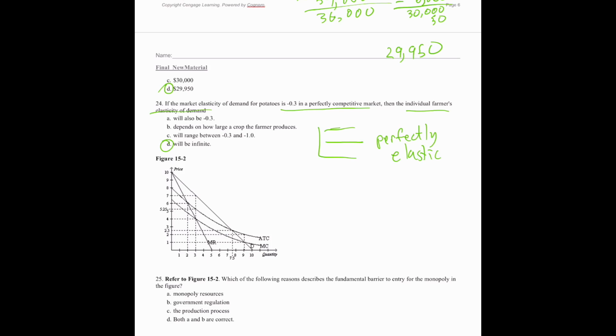25. Which of the following reasons describes the fundamental barriers for monopoly in this figure? It's going to be the production process because, as we can see, our average total cost and our marginal costs are very, very high at the beginning, which means the costs for entering this market are what are prohibiting people from entering this market.